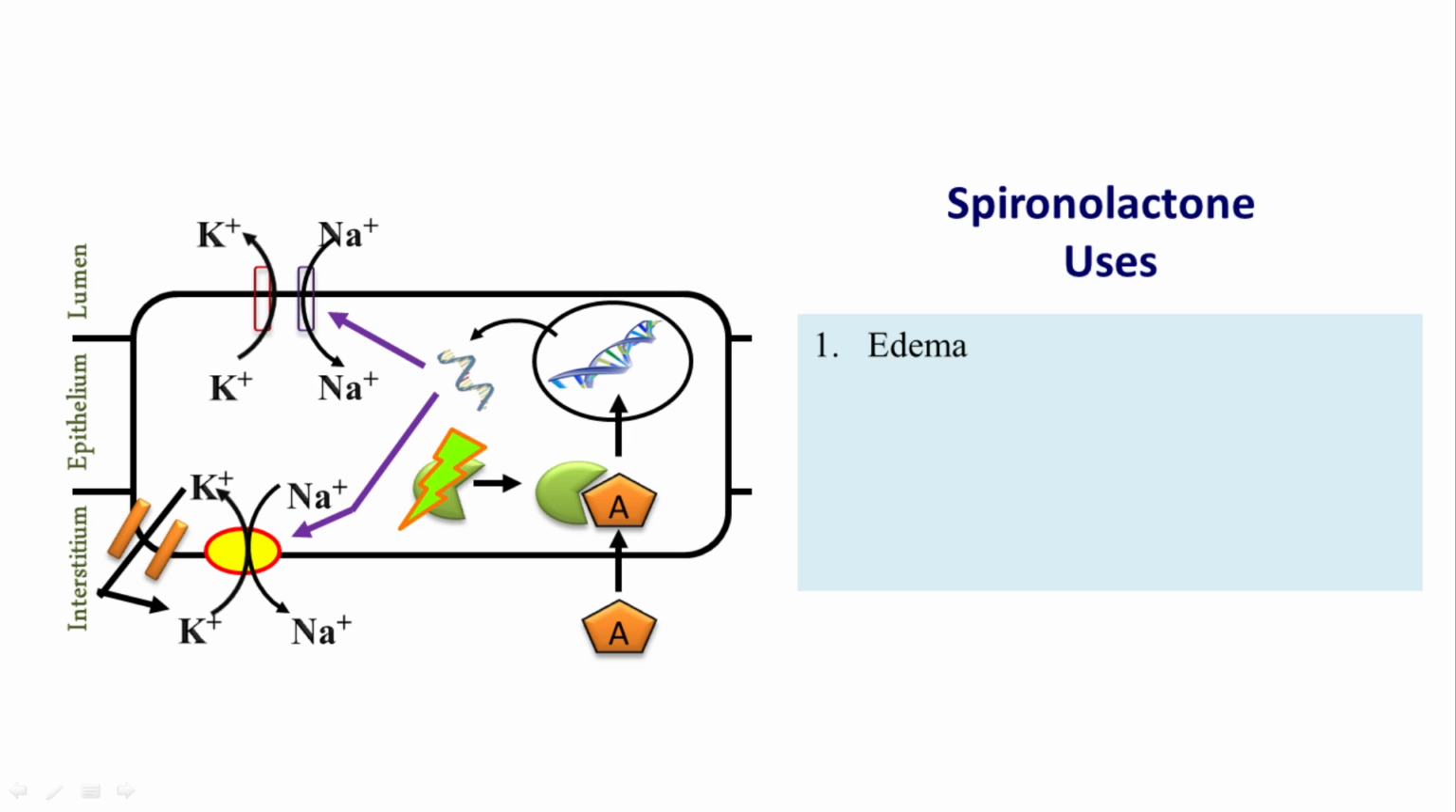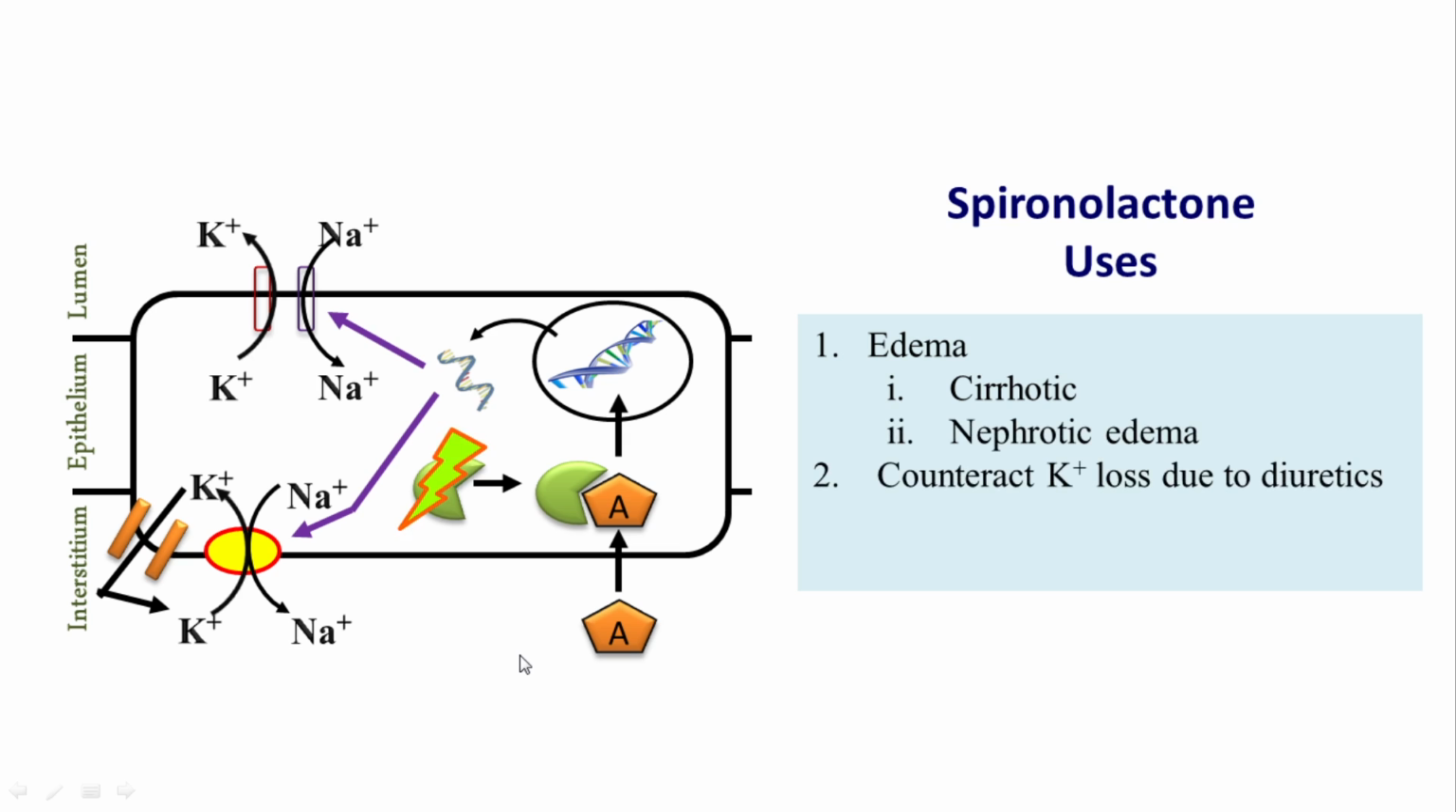thiazide diuretics. Okay, in case some secondary resistance has developed to thiazide diuretics or the high ceiling diuretics, then giving spironolactone re-establishes the response. So it's very good for refractory edema. So as I said, cirrhotic and nephrotic are the preferred one. Apart from this, when I am giving a medicine like furosemide or thiazide, then we are actually causing potassium loss, hypokalemia. To counteract that potassium loss, we can give spironolactone.